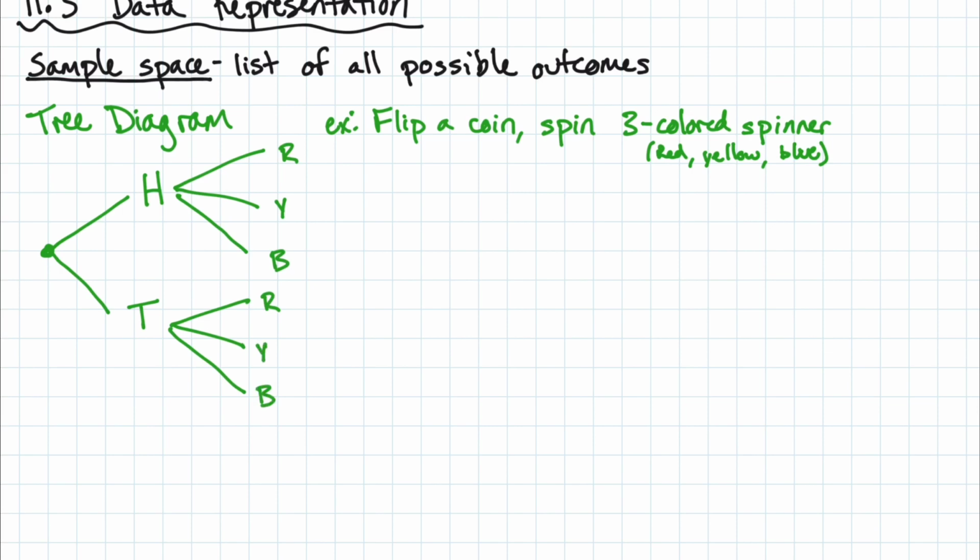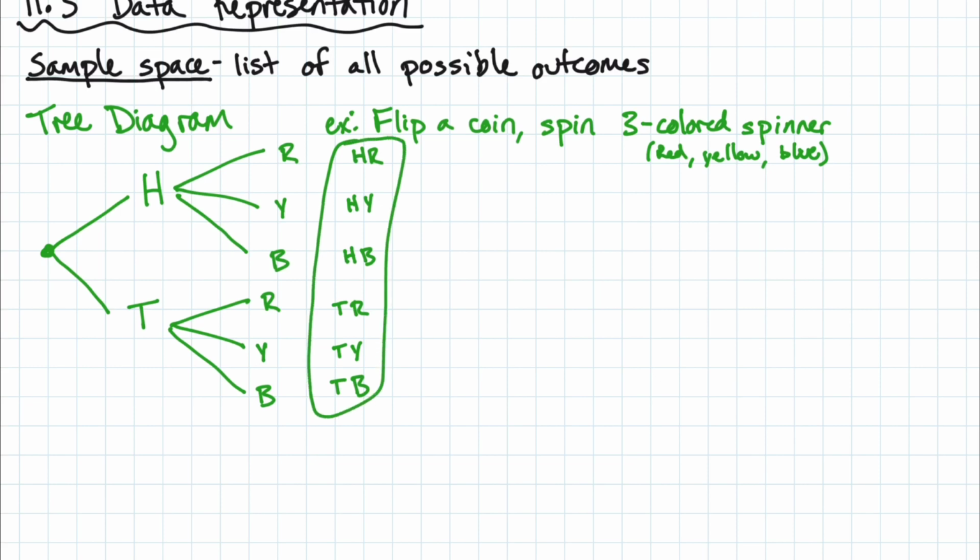Great. That's my tree diagram. And basically this represents the sample space because each different branch path is a different outcome. So if I follow the very top, that's going to be heads red, and then heads yellow, heads blue, tails red, tails yellow, tails blue. So this could be a representation of my sample space if I just list them out. We don't have to list them out if we have the tree diagram because the tree diagram itself does show what your sample space could be.